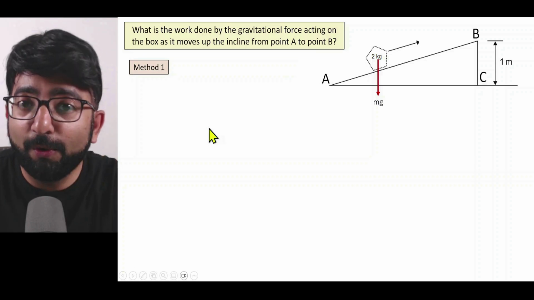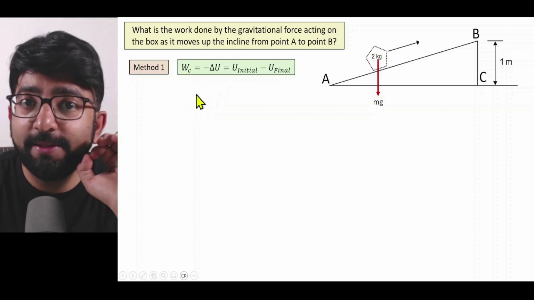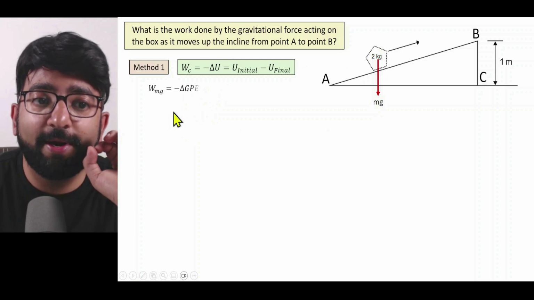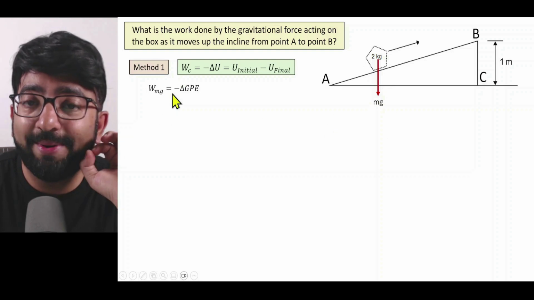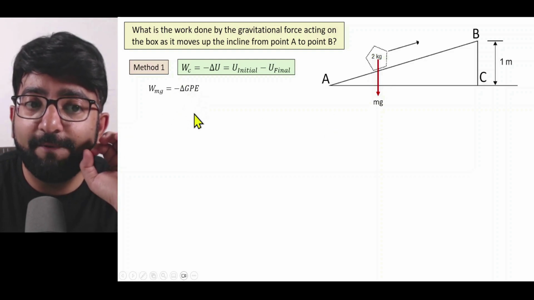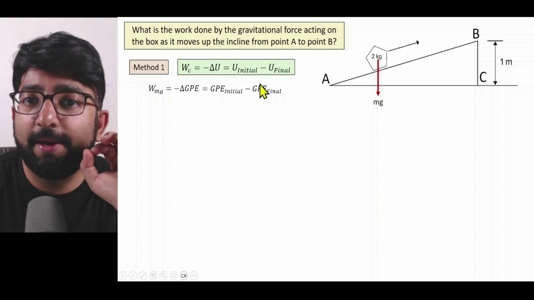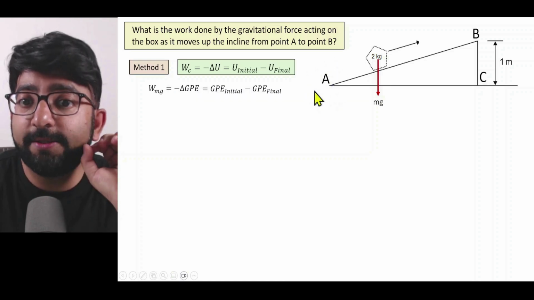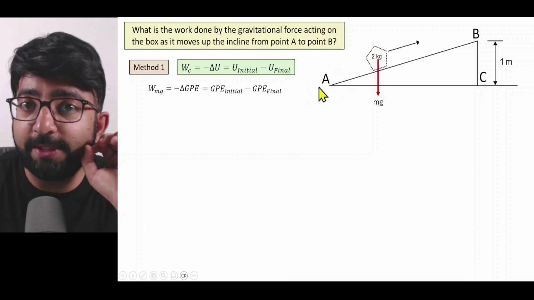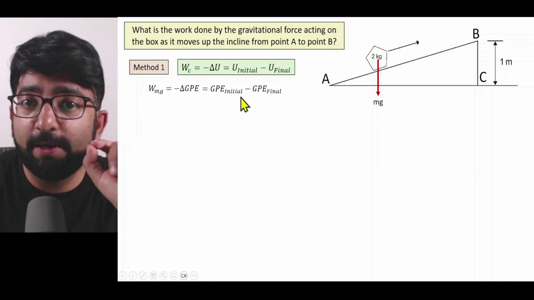Method number one, we are going to use the basic formula: work done by a conservative force is equal to negative of change in the potential energy. In this case, the force is gravitational, so we will write down the formula: work done by this gravitational force mg will be equal to negative of the change in the gravitational potential energy, which can then be written as GPE initial minus GPE final. Initially the box is at point A, and since point A is on the ground, we can assume the gravitational potential energy of the box at point A to be 0. So initial GPE will be 0.